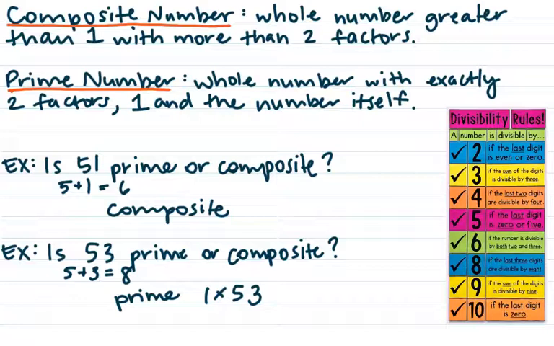If we look back at this example, is 51 prime or composite? Well, I know that 1 times 51 is a factor pair. 2 doesn't work, but we know 3. And let's find out what number, 3 goes into 51 how many times?